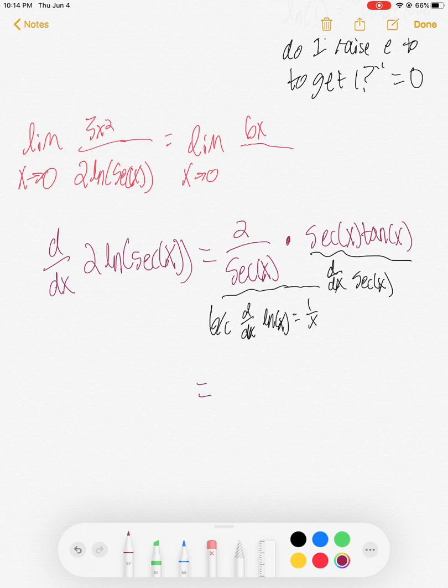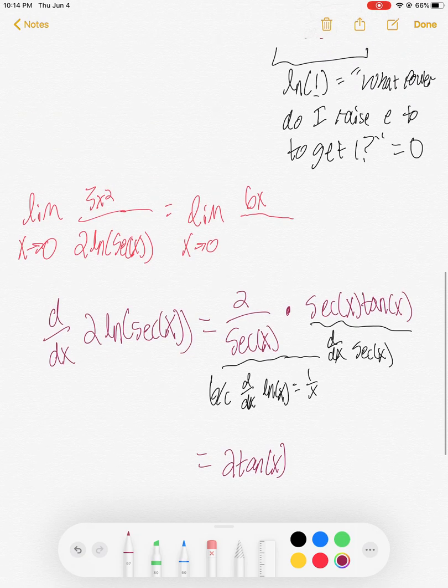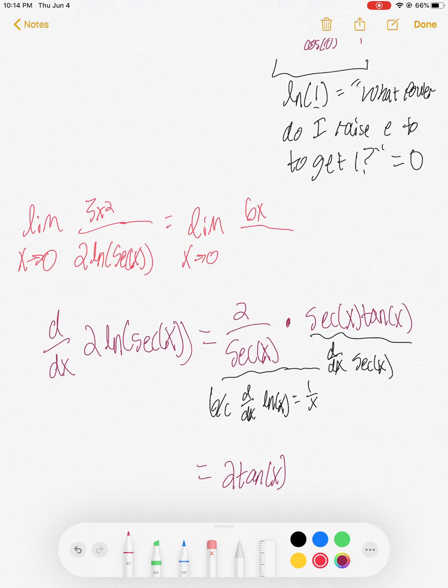And now I need to multiply this by the derivative of secant because of the chain rule. And as you all know, I'm just kidding, you might not know this one, but it's a good derivative you should know. The derivative of secant is secant tangent, so this right here is the derivative of secant. And so if I simplify this, I'm going to get some canceling secants, and it looks like I'll just have 2 tan x.